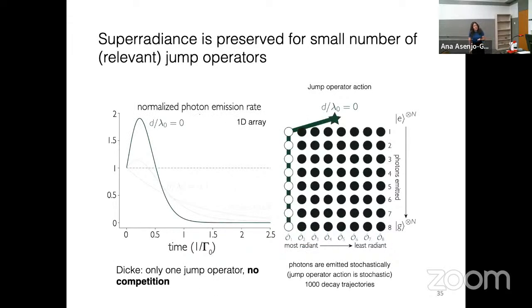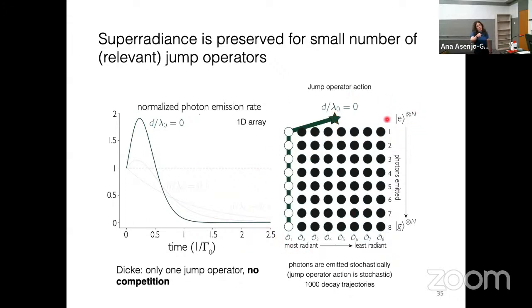Okay, so this is just to say that this is true. What it means is that if we have a small set of relevant jump operators, we should have superradiance. Again, this is a 1D array. This is the superradiant burst. And this is a very complicated plot that I'm going to try to explain.